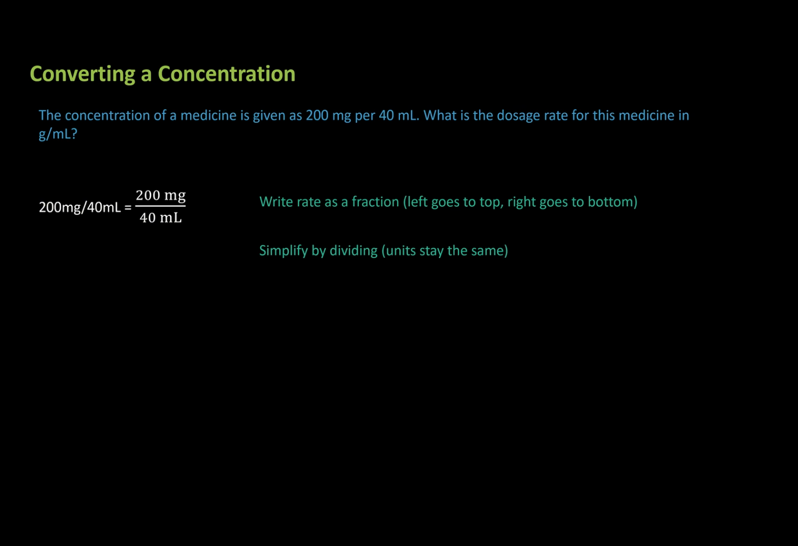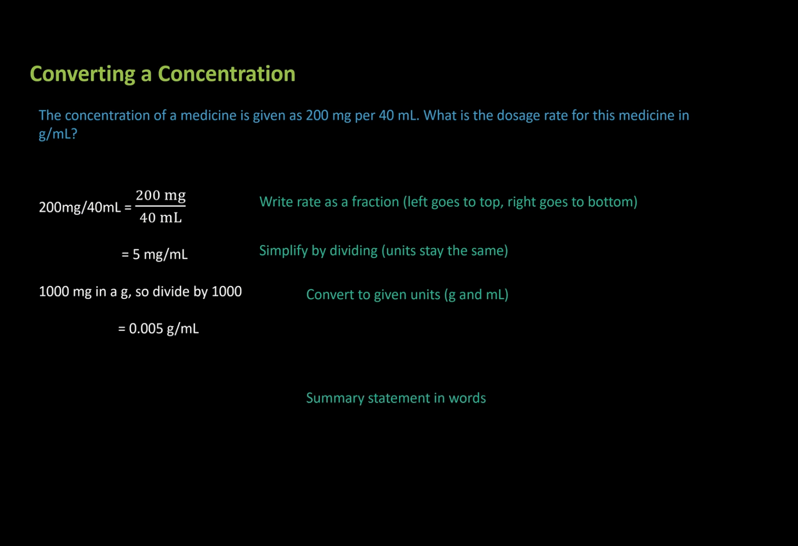Then we need to simplify that by dividing. The unit's going to stay the same, but we will go 200 divided by 40, which is going to give us 5. And we're in milligrams per mil, but the question wants us to give it in grams per mil. So we do need to change those milligrams to grams. There are 1,000 milligrams in a gram, so we just divide that 5 by 1,000. We get 0.005 grams per mil. And then we like to write a summary statement. So therefore, the concentration is 0.005 grams per mil.